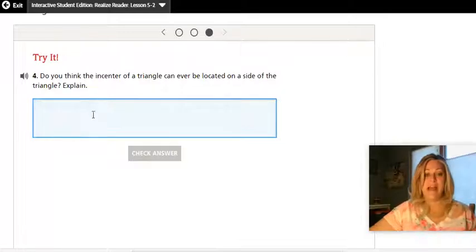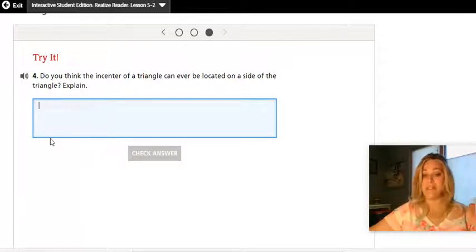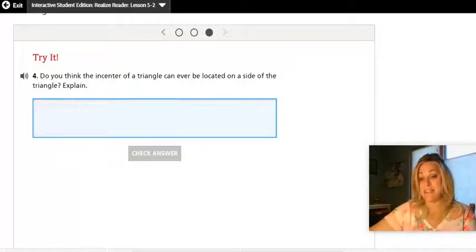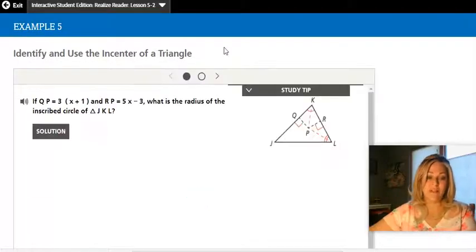And you're going to describe how you can do this. I would write step-by-step instructions for yourself so that you remember later on when we have a test or quiz: how do I find a location inside a triangle that's equidistant from each side? It's the incenter. So here's how to identify and use the incenter.